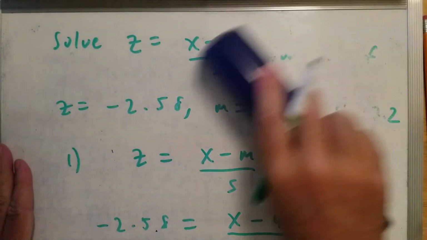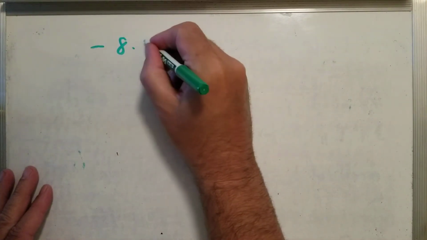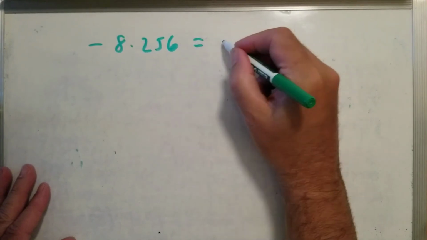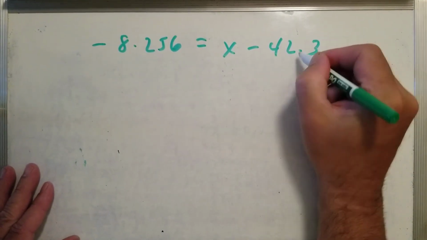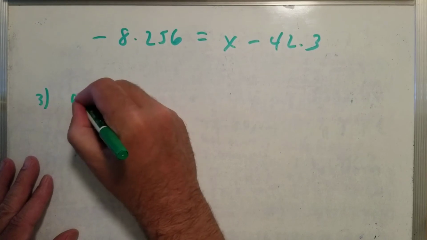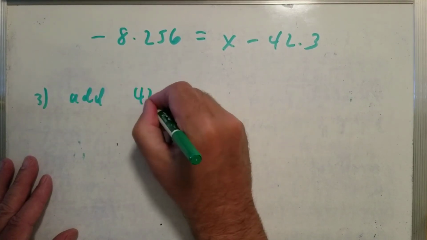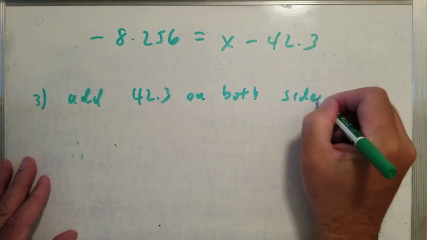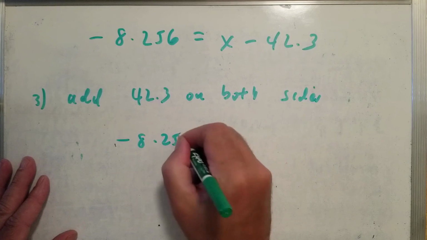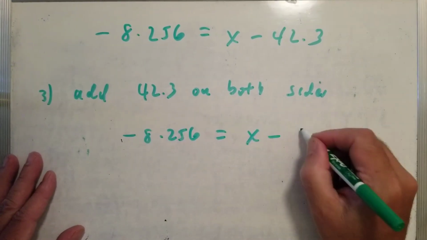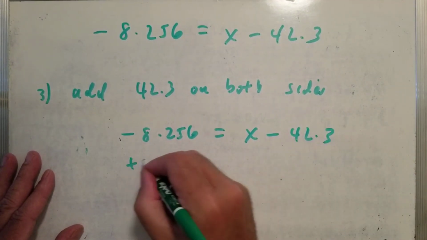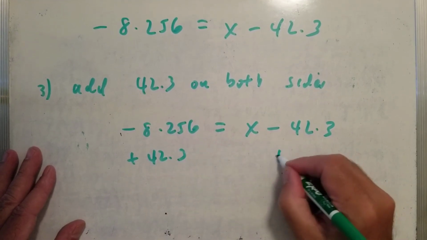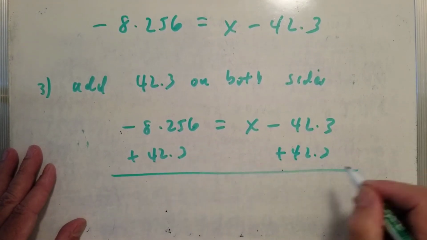So let me copy what I have so far. I have negative 8.256 equals x minus 42.3. So step 3 is I'm going to add 42.3 on both sides. So negative 8.256, x minus 42.3. I'm going to go plus 42.3, plus 42.3 on both sides.